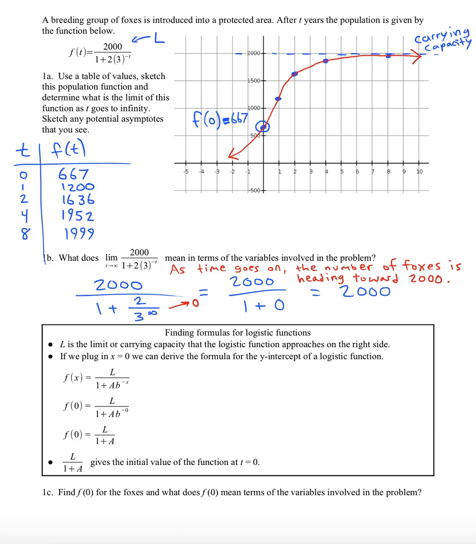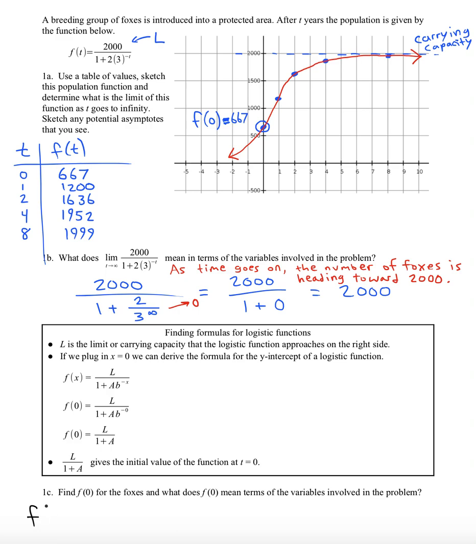Okay, now can we find the initial value of the foxes in a slightly different way than we had done above? This time we're going to use a formula for it. The derivation of the formula goes like this. You plug in a 0 for your variable, and then simplify, and then you reveal a very easy formula for finding the initial value of any logistic function. Let's see how it would work for our problem.